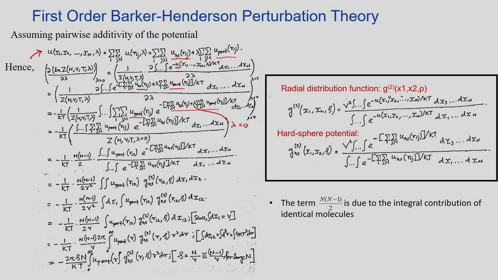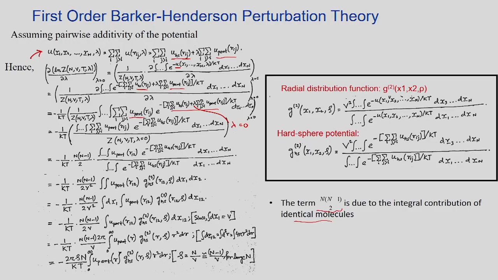So now what you do is you have an integral, then you have a summation. The term here is due to the integral contribution of the identical molecules, because when you are doing this integration, you will have identical pairs. So we can replace the summation with n into (n minus 1) by 2. I have taken this n into (n minus 1) by 2 outside, and inside you have only what remains. I will write it in terms of 1, 2, that is, in terms of the pairwise potential, so in terms of R12.